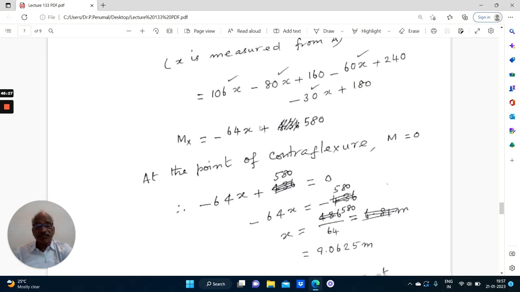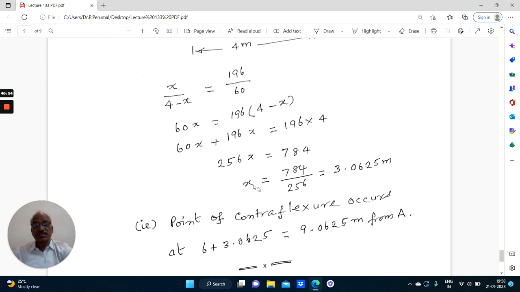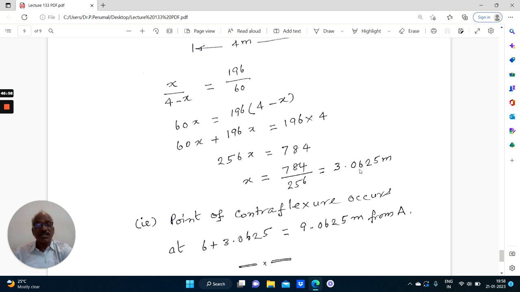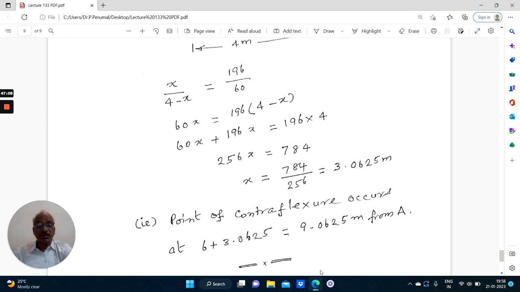So, let us consider this alternate way of calculating the point of contraflexure. Let us consider this distance as x, so that the other will be 4 minus x. So 196 by x equals 60 by (4 minus x), or 196 by 60 equals x by (4 minus x). Using this, we can calculate x equal to 3.0625. X is 3.0625 from the point E. From the point A, it is 6 plus 3.0625 equal to 9.0625 meters. So this is an alternate way of finding the point of contraflexure.